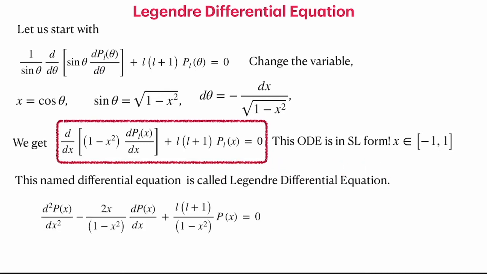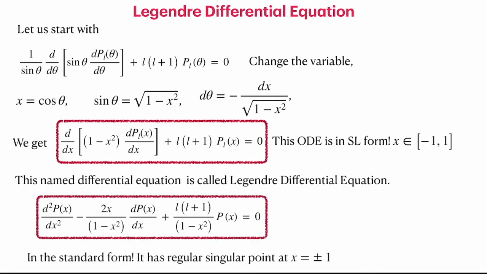Now this differential equation is not in the standard form. We have it in the Sturm-Liouville form. We can simply write it down in standard form. It is straightforward to write this differential equation in a standard form. However, we have seen that given this standard form, writing back into Sturm-Liouville form may not always be trivial, but in this case it is not that difficult either. So we have this differential equation in the standard form, which is d square p by dx square minus 2x by 1 minus x square dp by dx plus L into L plus 1 divided by 1 minus x square p is equal to 0.